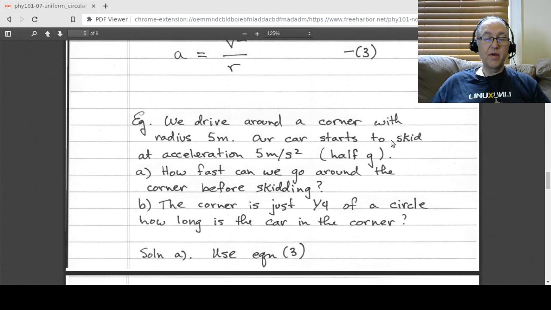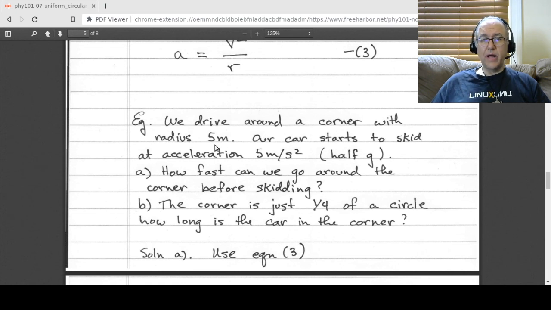Our car will, if you're traveling at a low enough speed, navigate the corner fine without skidding. But by the time you get to 5 meters per second squared, which is about half a g, that's half the acceleration due to gravity, you start to skid. Okay, let's just say that's how our tires work. So our car starts to skid at an acceleration of 5 meters per second squared, which means that you don't want to be turning that corner too fast, because if you're going too fast, your acceleration turns out to be bigger than 5 meters per second squared. Your back end is going to start to skid out. Okay, and so that's sort of the idea behind this problem.